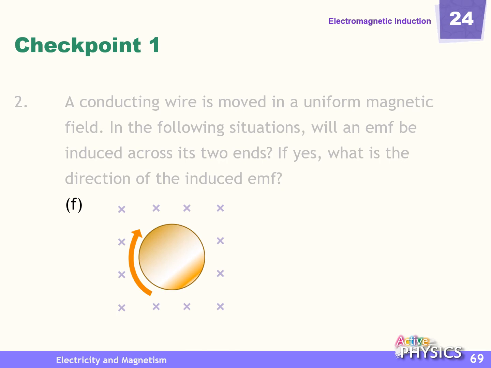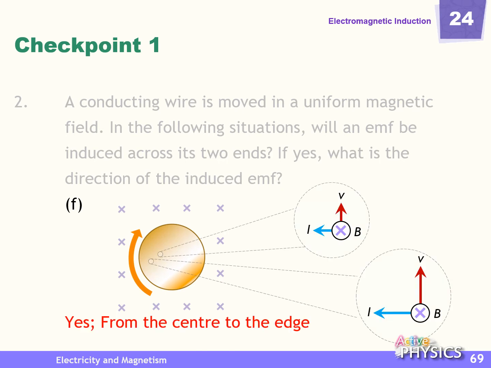And then let's see another checkpoint. A conducting wire is moved in a uniform magnetic field in the following situations. Will an EMF be induced across the two ends? If yes, what is the direction of the induced EMF?